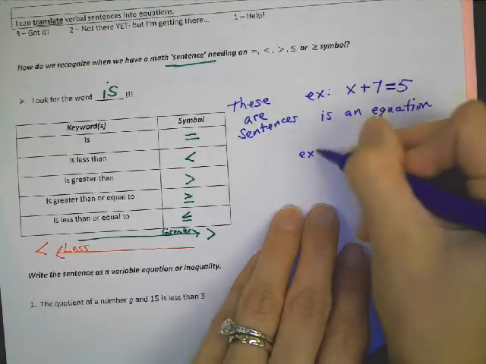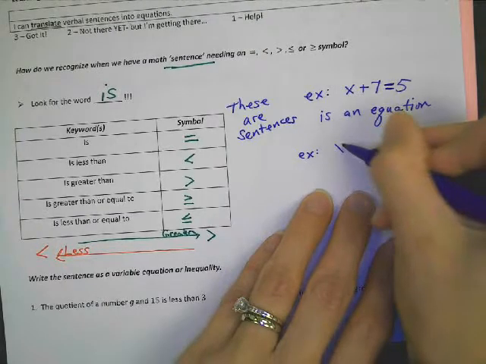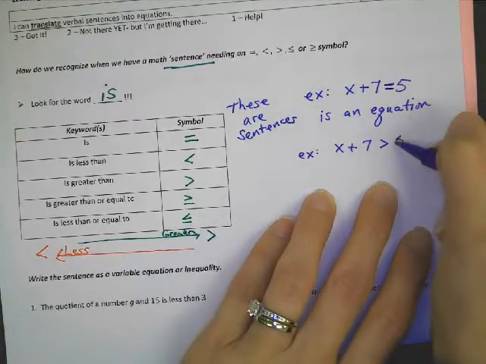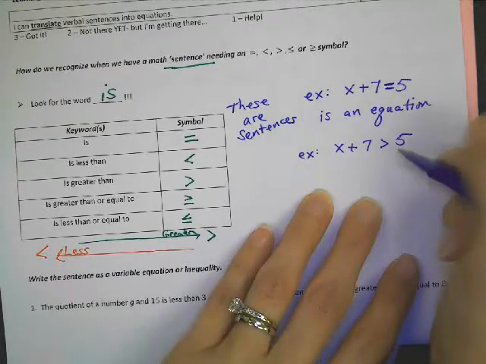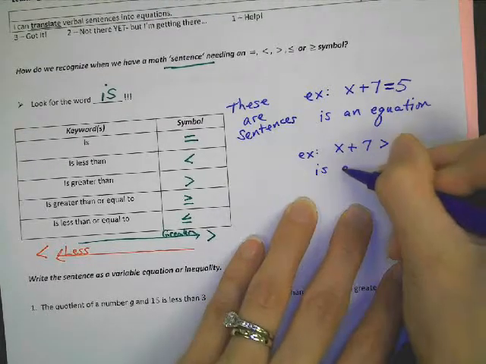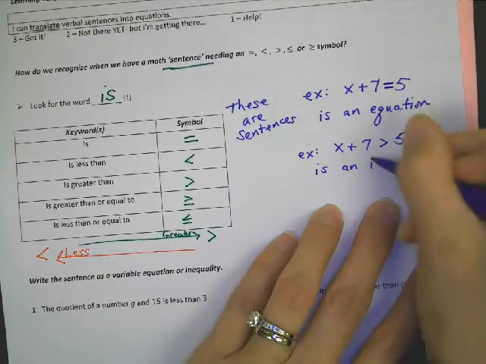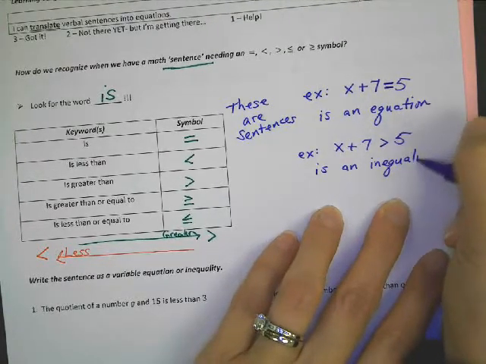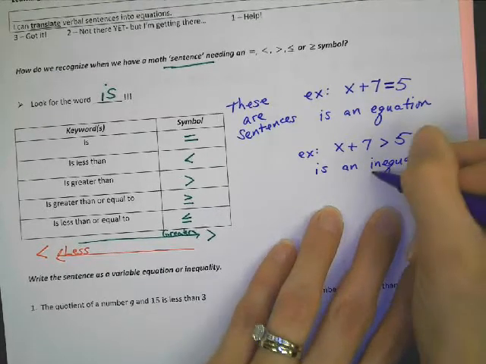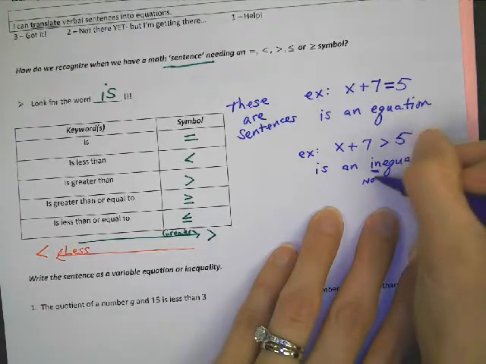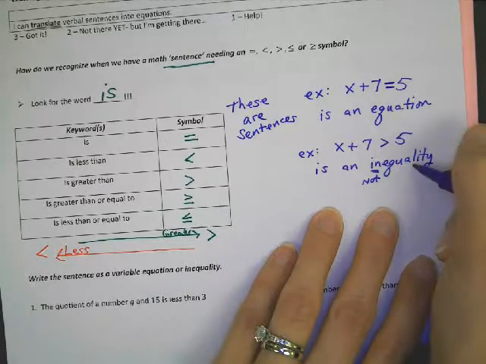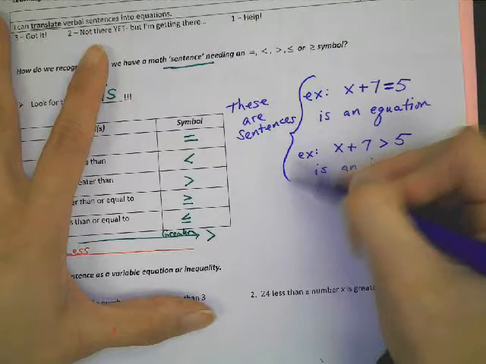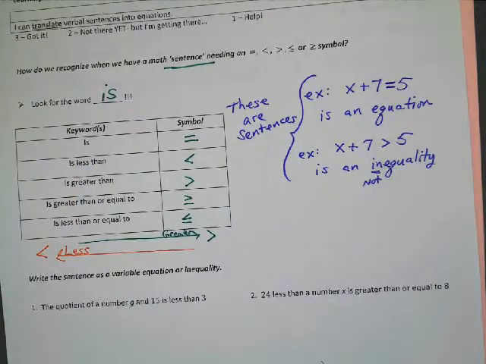Okay, here's another sentence. X plus 7 is greater than 5. Okay, that's a math sentence. But this is an inequality. Inequality. In means not, and then not equal. So greater. Okay, both of these are sentences.